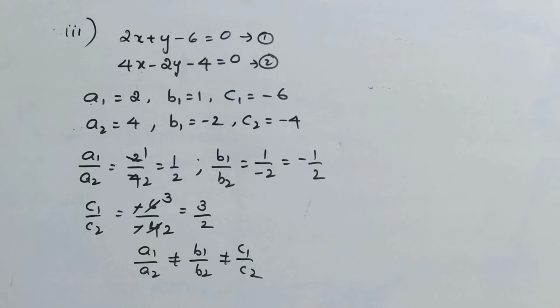That means we have a rule that a1 by a2 is not equal to b1 by b2. Okay, then the equation is what? Inconsistent. And here all three ratios are not equal. So that is inconsistent or consistent? Inconsistent or consistent? Consistent, sorry children.